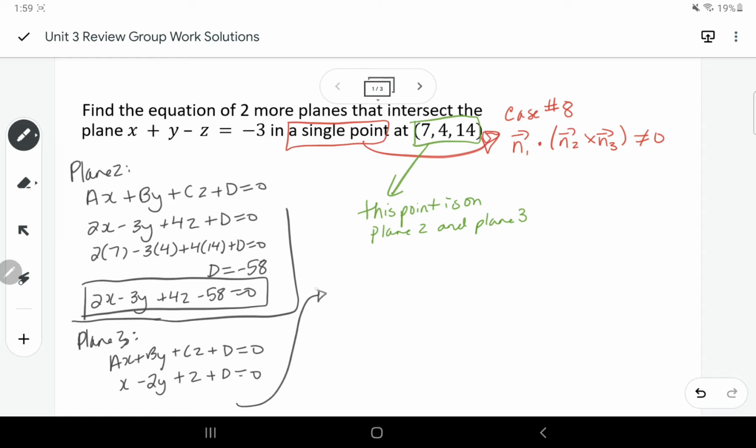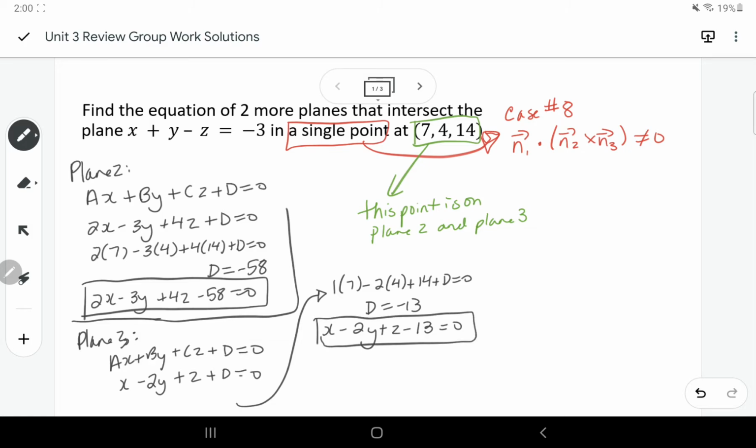Now I'm going to sub in the point just like I did before. 1 times 7 minus 2 times 4 plus 14 plus d equals 0. So 7 minus 8 plus 14, and then bring it over to the other side. D is negative 13. So this equation is x minus 2y plus z minus 13 equals 0. So here we go. Now the problem is these planes, for sure, they all intersect at this point.